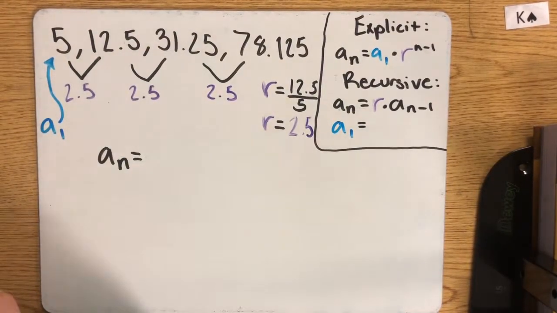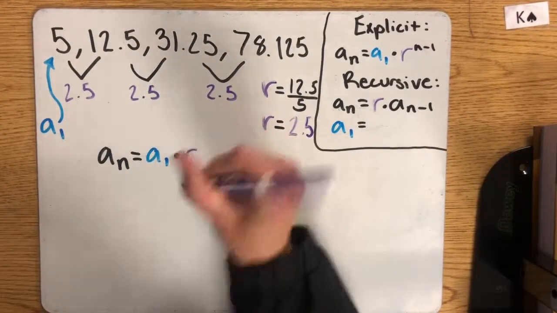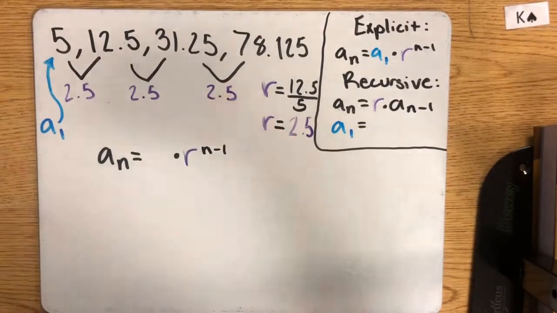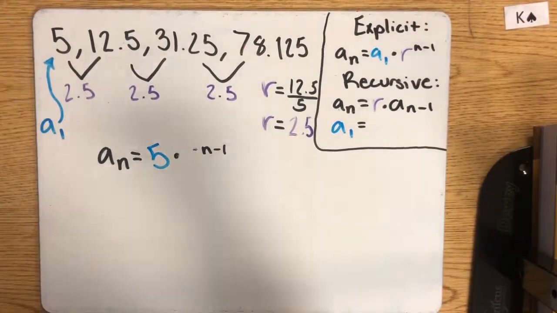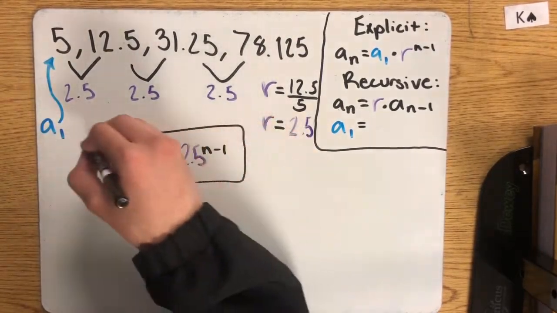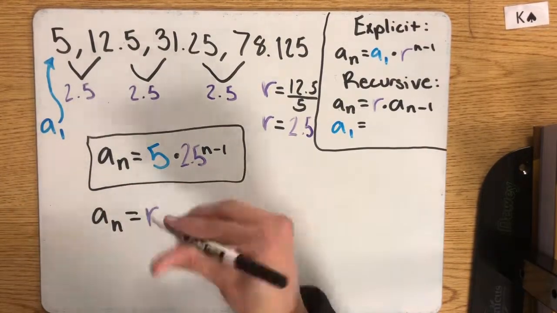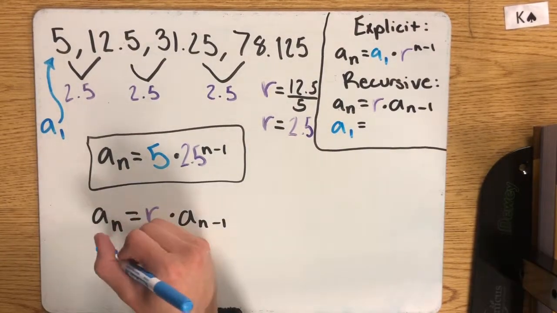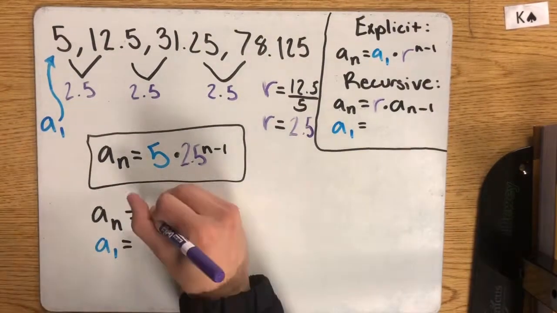We take in our information, rewrite the explicit formula, and erase and replace. A of 1 will be replaced by 5. R will be replaced by 2.5. Our explicit formula will come out to be a of n equals 5 times 2.5 to the power of n minus 1. We then take in the same information and apply it to the recursive formula, putting a of 1 equal to 5 and replacing r with 2.5.